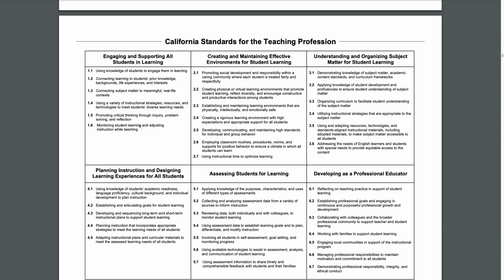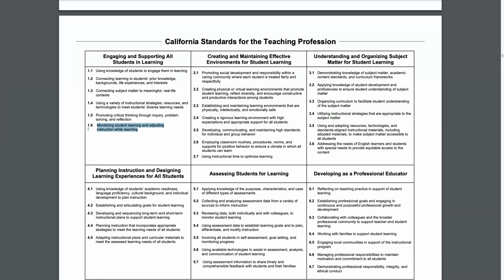But perhaps under the same standard number 1, 1.6, monitoring student learning and adjusting instruction while teaching, is something that you might feel is an area of growth for you. And then on your individual learning plan under the areas of growth section, you would cite 1.6 and give an example of what you do in the classroom now and how you feel that you might be able to work on this particular standard and grow as an educator. You're going to do this process for all 6 of the CSTP in the Assess section of your individual learning plan.